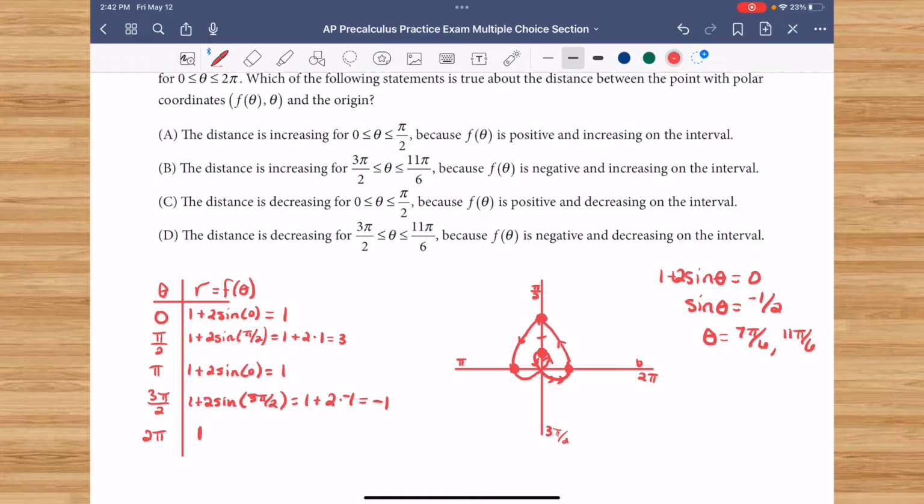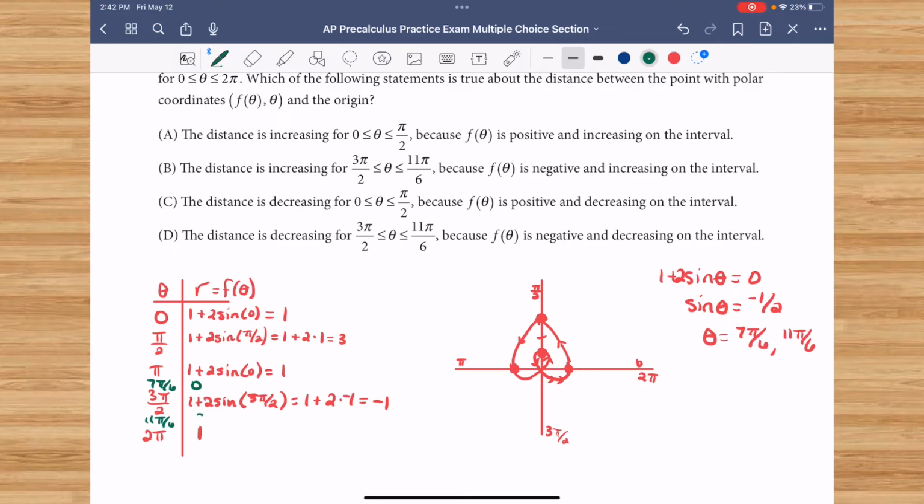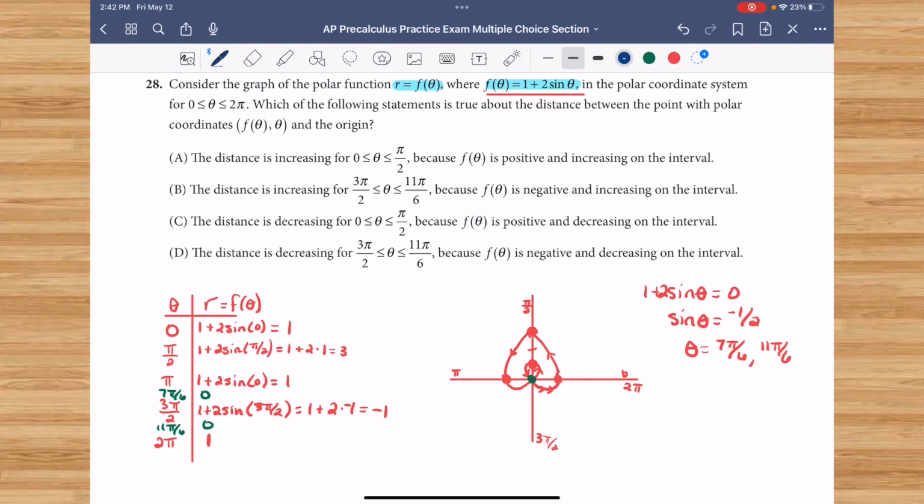So I should probably add those in. I'll use a different color here. So between pi and 3 pi over 2, I have 7 pi over 6, which is giving me a radius of 0. And then 11 pi over 6, I'm getting another radius of 0. So that's kind of where that's going to hit the pole, along that process. All right, let's read through some of my statements to determine which statement is true about the distance between the point with the polar coordinate f of theta and the origin.